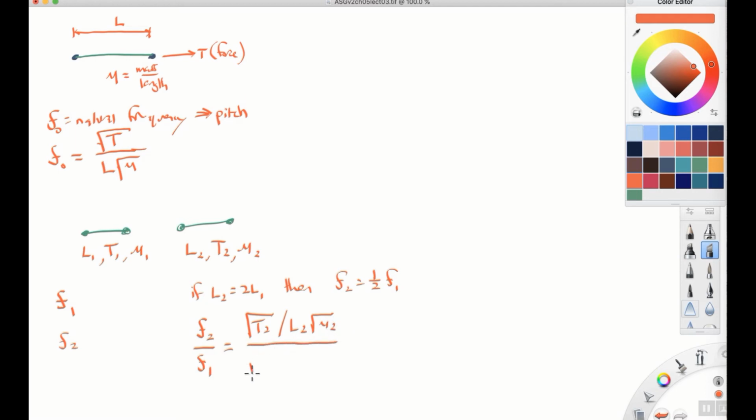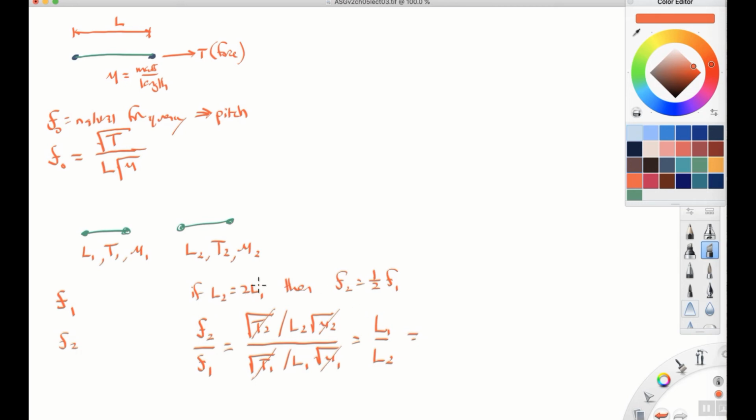And for string 1, there's a tension of string 1 divided by the length of string 1 times the mass per unit length of string 1. And let's imagine that the tension remains the same and the mass per unit length remains the same and just the length varies. So if the tensions are the same, they cancel out. If the mass per unit length is the same, those cancel out too, and you're left with the ratio of L1 over L2, because this is in the denominator of the denominator.